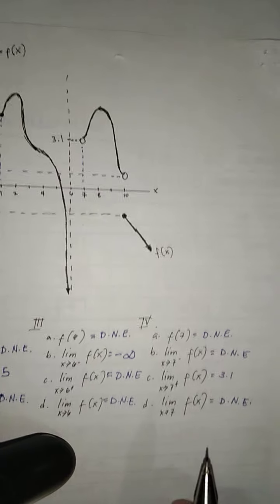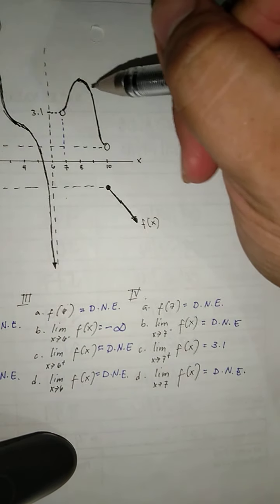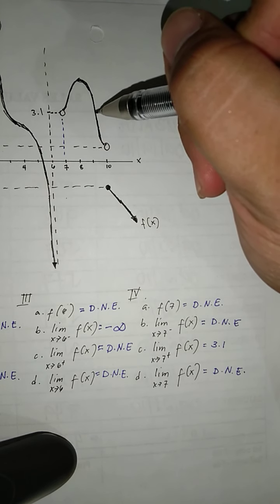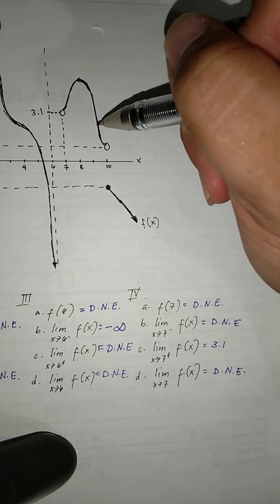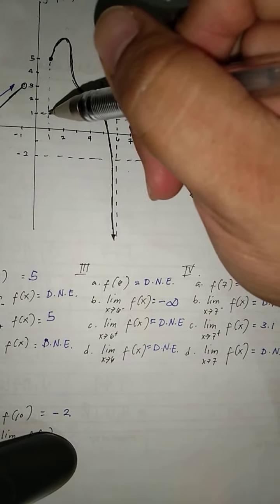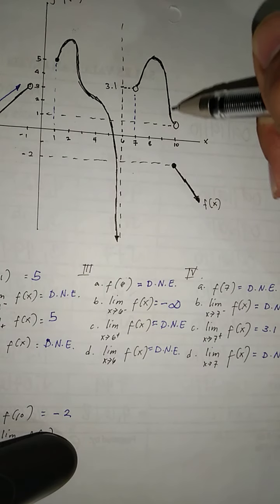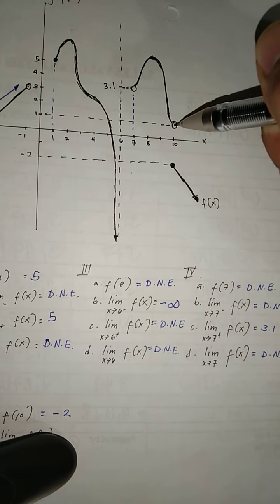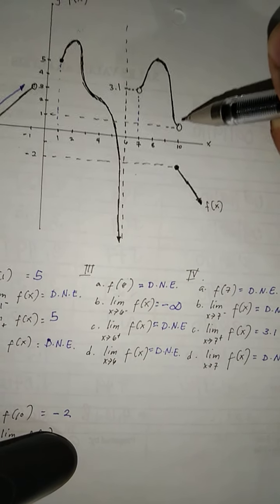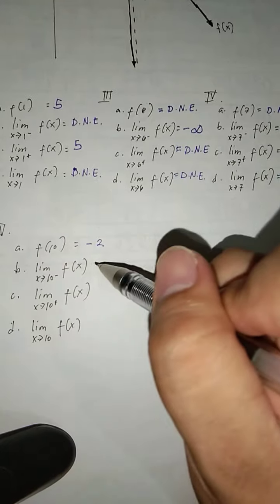Okay, how about the limit as x approaches 10 from the left? So look at the left side of 10. Take a look at the curve. As it approaches 10, notice that the value it approaches is equal to, it goes down to 1. So that means our answer here is supposed to be 1.